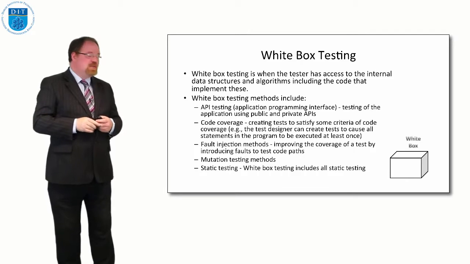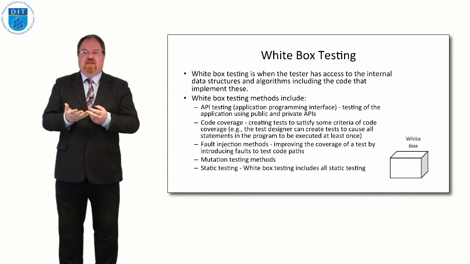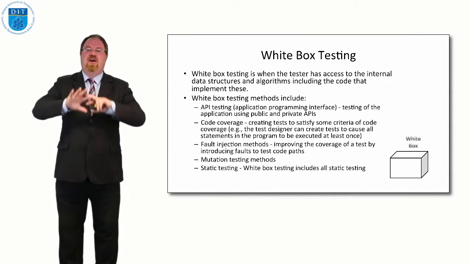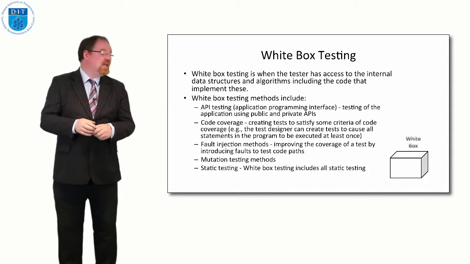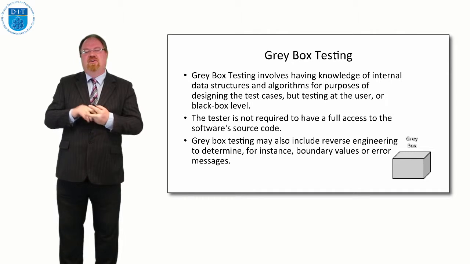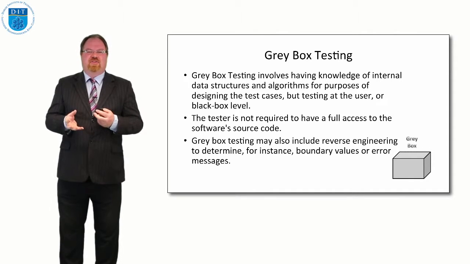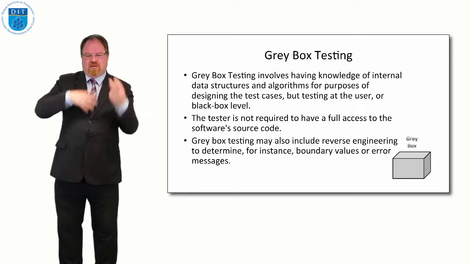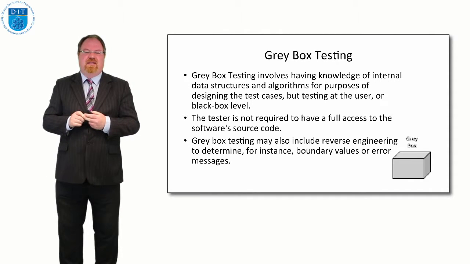So that's the exact opposite. Black boxes, not looking at the code at all and just looking at the user interface. White boxes looking at the code and checking the logic, and then grey boxes somewhere in between, where we know the main structure of the system, and we can test a little bit of the internals, but also test a lot of the externals as well.